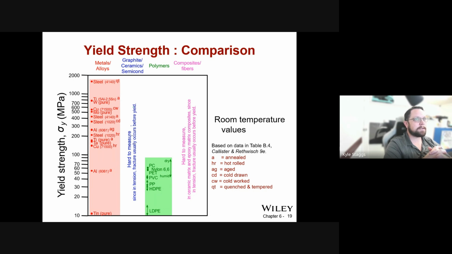Similarly, composites, those can be very, very hard to measure. So there are differences in the manufacturing, differences in the layup. The fracture of the material happens usually before they fail.